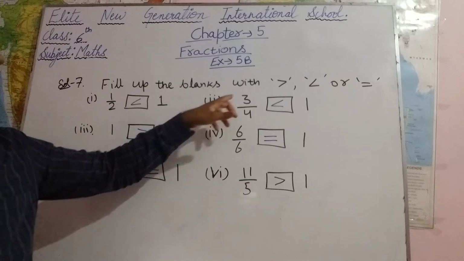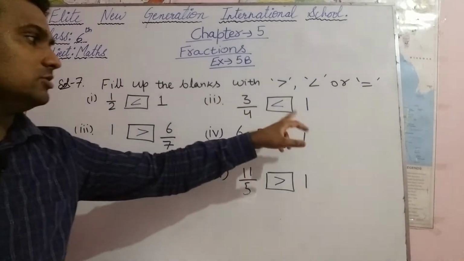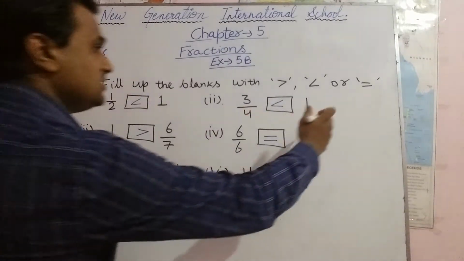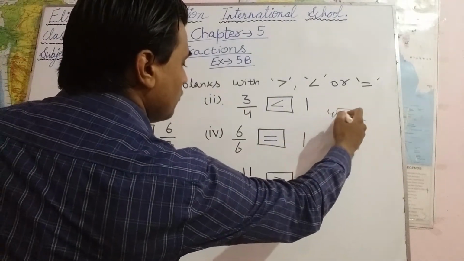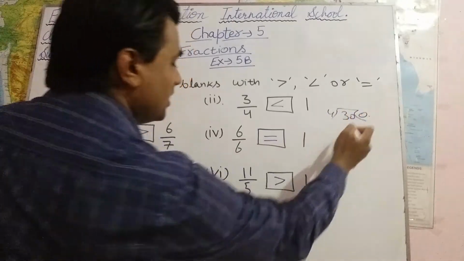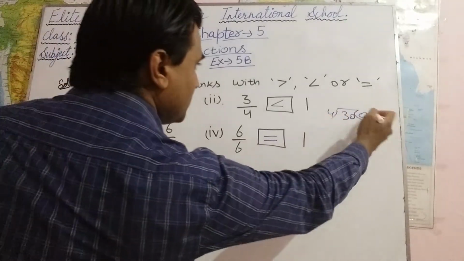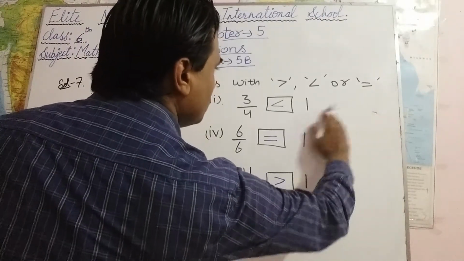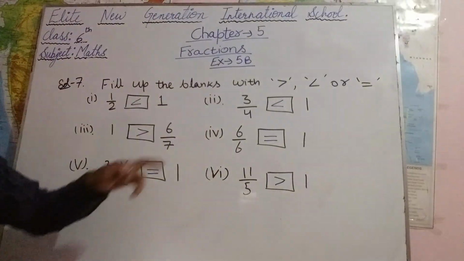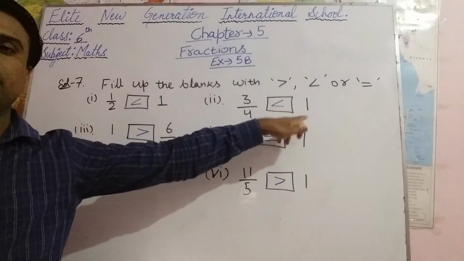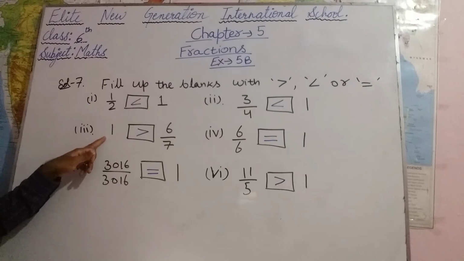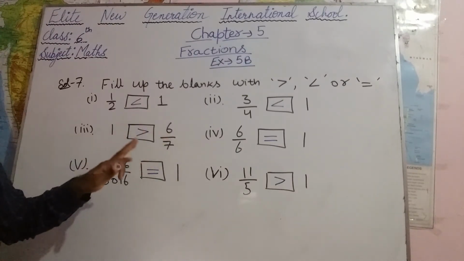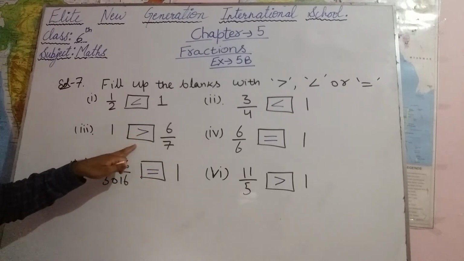Similarly in the second part we have 3 upon 4 and 1. So which is greater? Here also 1 is greater. Why? Because when we divide 3 by 4, that means here we will write 4, here 3, then 0 point, and here it will be 0. So 4 sevens are 28. So it will be 0.7 and something. So 0.75 is lesser than 1. So here 1 will be greater. Similarly, here also 1 is greater. When we divide this 6 by 7, it will also be 0 point something. That means 1 will be greater than this.